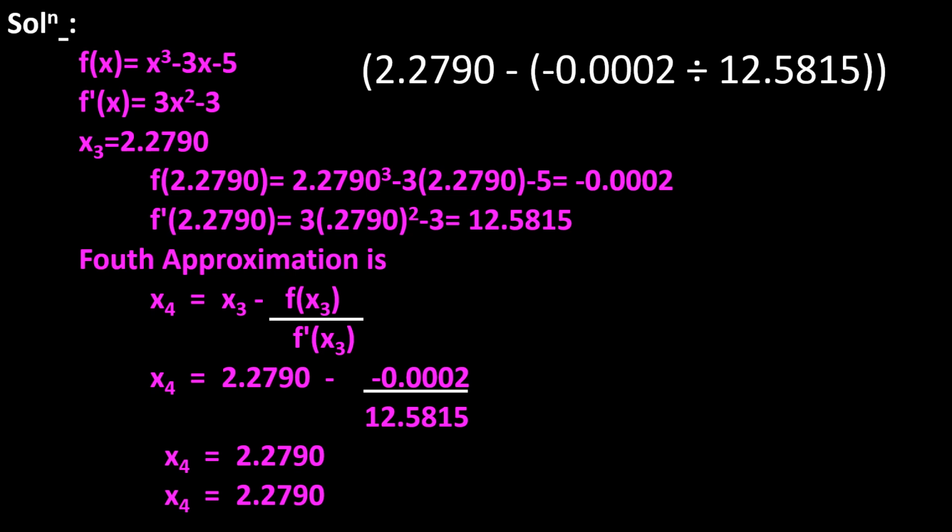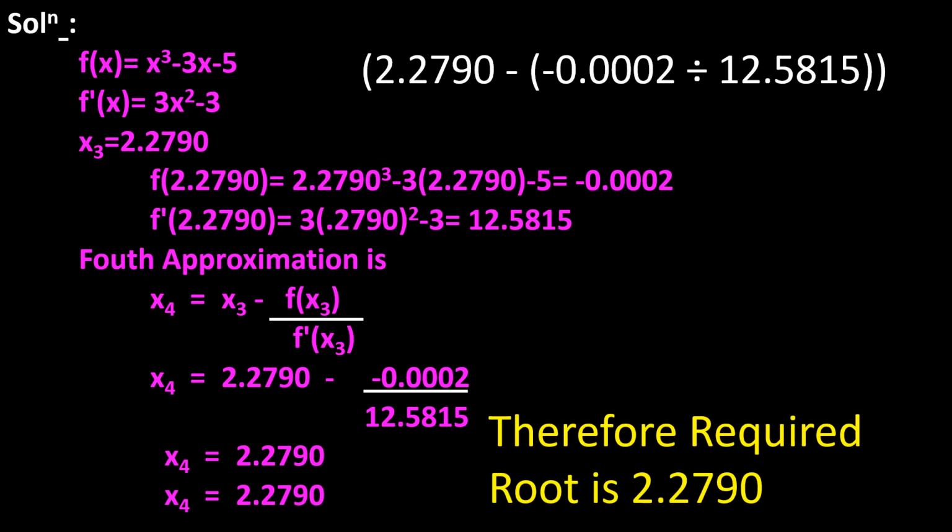That means we have got the required root for the given equation, x cube minus 3x minus 5, and this required root is the same for the previous x3 and x4. That means up to 4 decimal places we have the same value. Therefore the required root for the given equation, x cube minus 3x minus 5, by using the Newton-Raphson method is 2.2790.